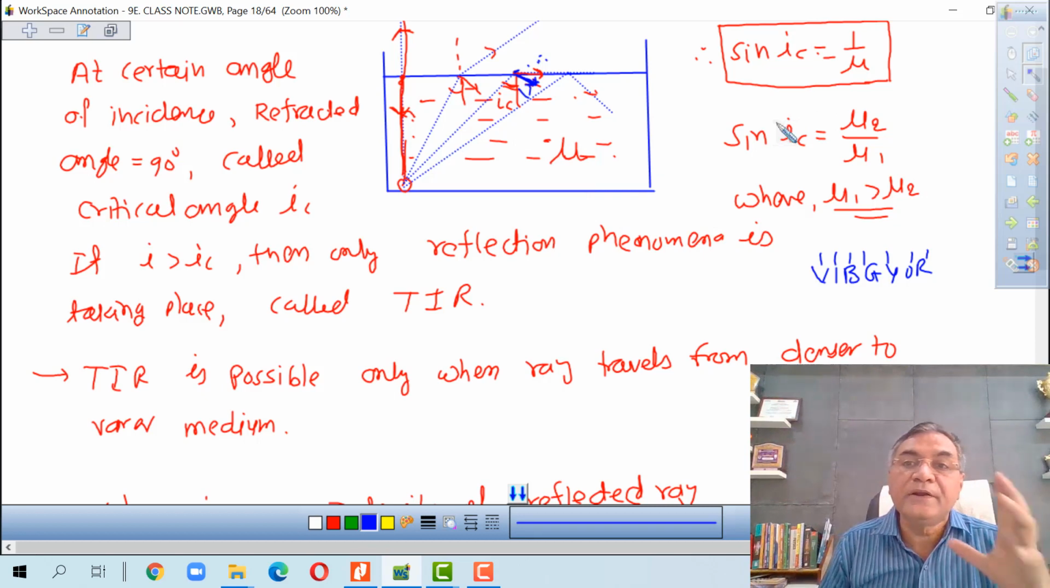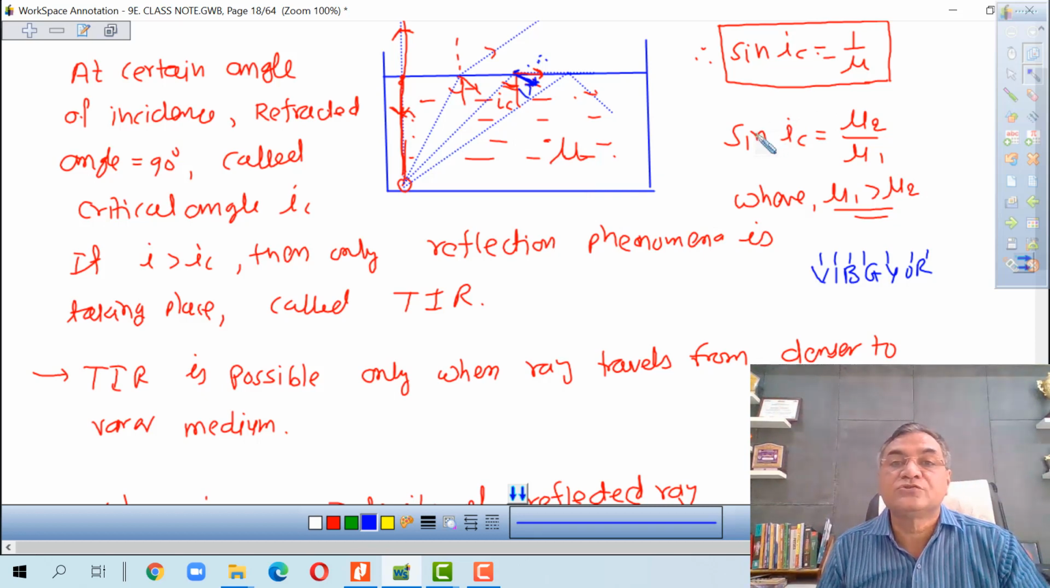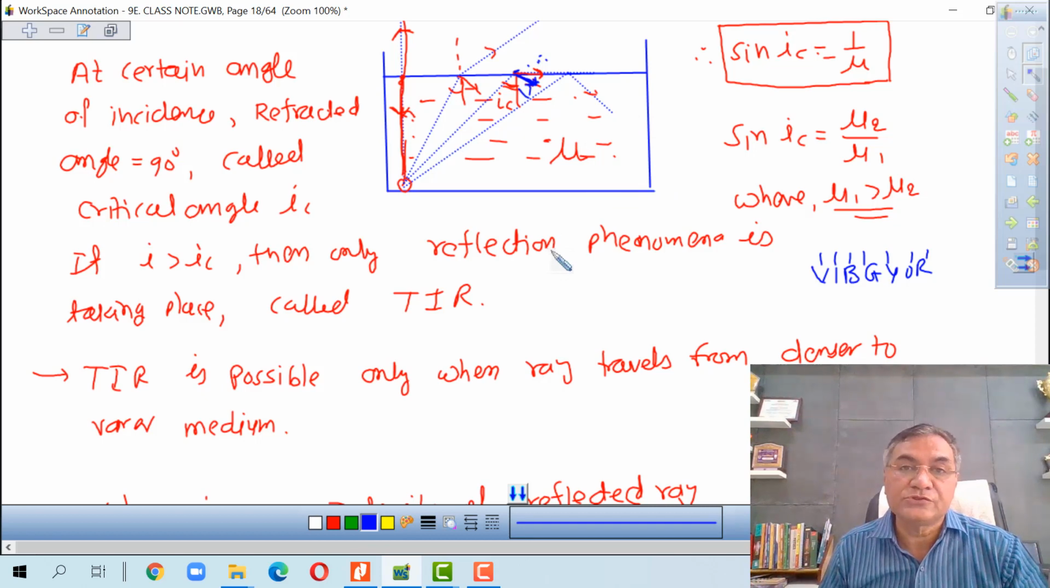So this totally depends on refractive index. Refractive index depends on wavelength. So for different wavelengths of light, the critical angle is different. It also depends on temperature somehow, because refractive index depends on temperature also.